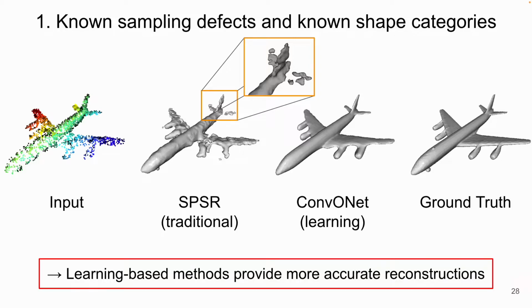So in this first experiment, where we reconstruct surfaces from known sampling defects and known shape categories, we can see that the learning-based method performs much better than the traditional method for this task. So the learning method has learned the sampling defects here and can thus reconstruct a more accurate surface. The surface of the screened Poisson algorithm, so SPSR, is not as smooth and also fragmented with a lot of small components, which is shown in this small inlet in orange.